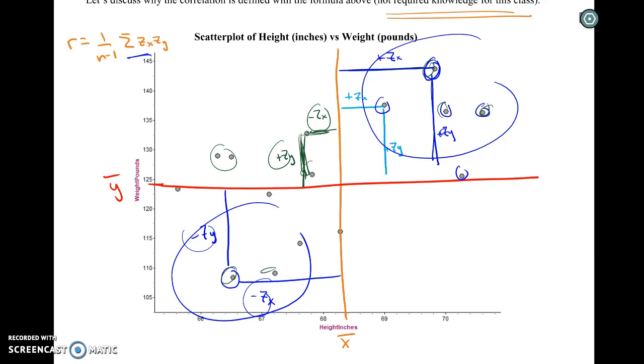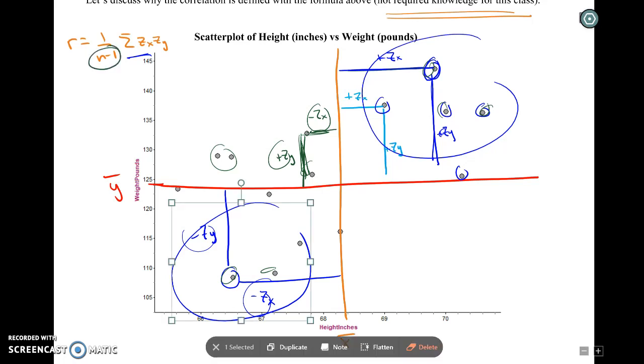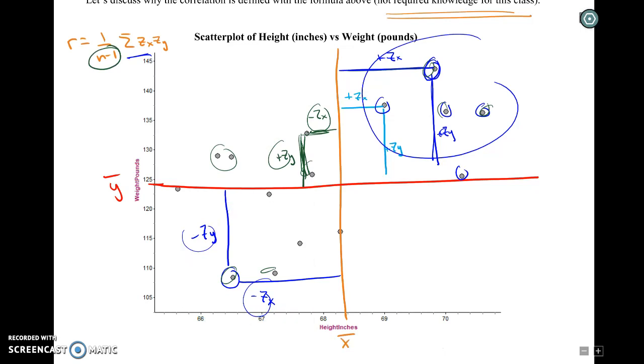So all of this combines to give us a general sense of where the values are. And then we divide by n minus 1. And why do we divide by n minus 1? I guess I'm going to say beyond the scope of this course. To be honest with you, I'm not even sure I understand exactly why we do. But what it does do is scale the numbers down, so that it's going to be between 1 and negative 1 at the very least.